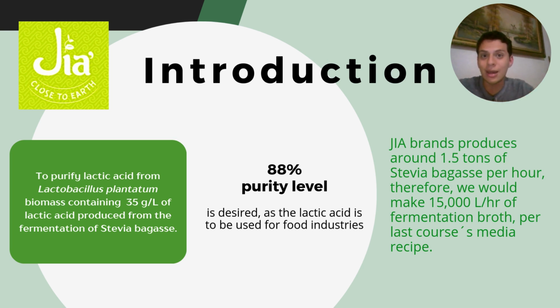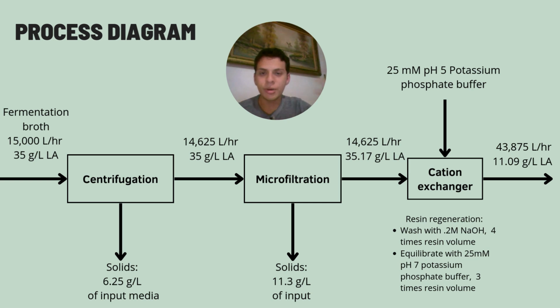To do this, we sized up the bioprocess and designed all the steps necessary to achieve the desired purity level. GIA Brands produces 1.5 tons of bagasse per hour. And using the fermentation strategy we devised last course, we came up with the number that we would get 15,000 liters per hour of fermentation broth. This is a process diagram that we devised for the process we made.